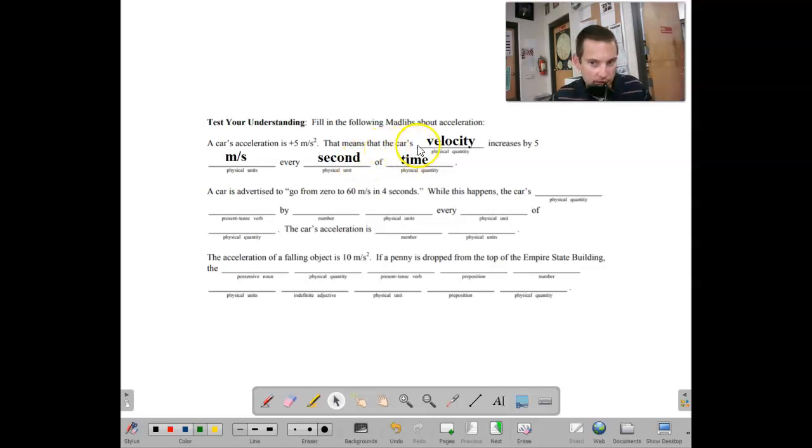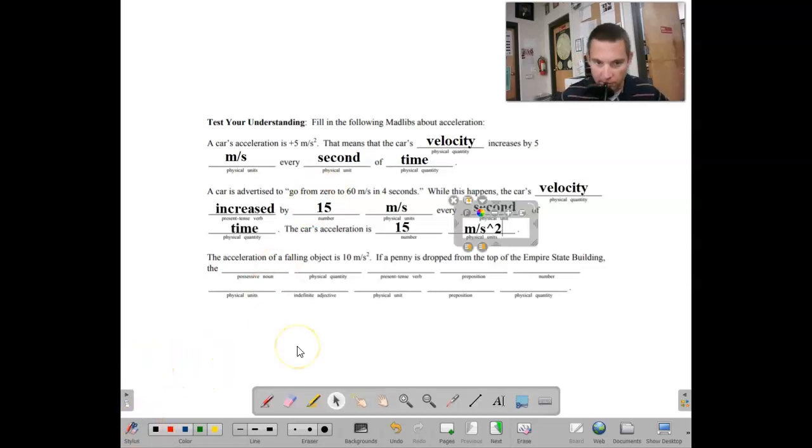That means the car's velocity increases by 5 meters per second every second of time. Next, we have a car going from 0 to 60 in 4 seconds. This means the car's velocity is increased by 15 meters per second every second of time. 15 meters per second every second. Car's acceleration is 15 meters per second squared.